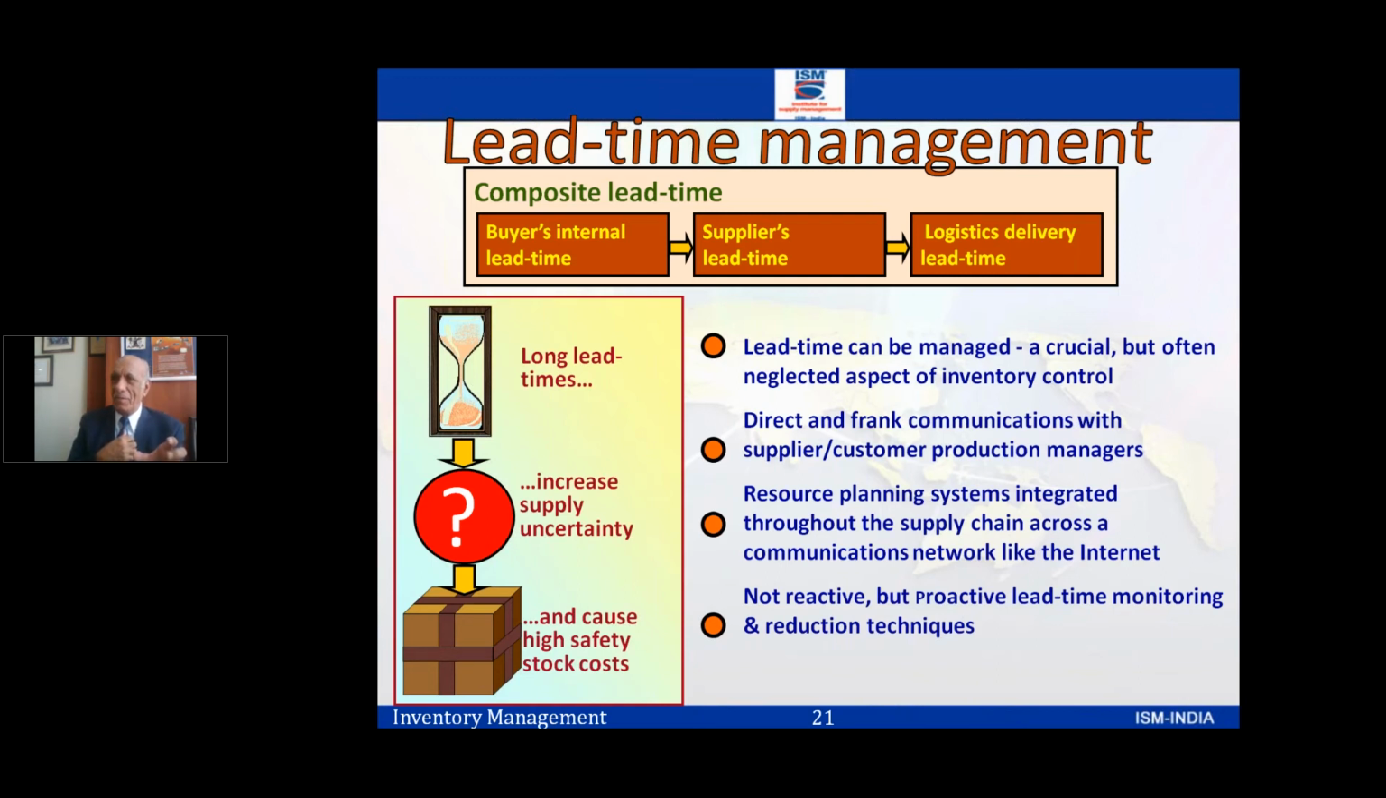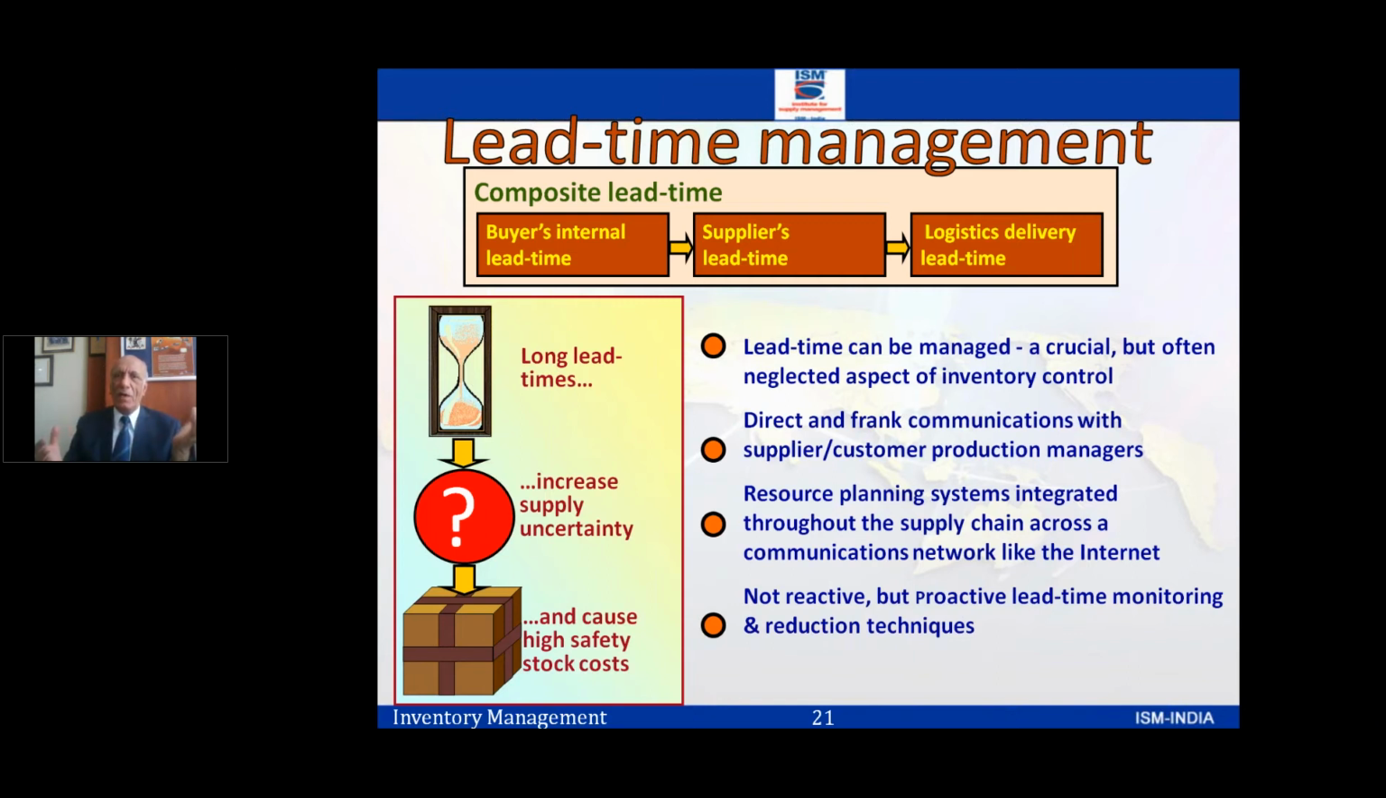Then the supplier's lead time, then the logistic delivery lead time. If you really see the composite, we look at those. I know in many of the books we only talk of supplier lead time, or how much the supplier takes to deliver it. But we forget that the lead time is a composite one. So this is how the lead time can be managed. It's a crucial but often neglected aspect of inventory control.